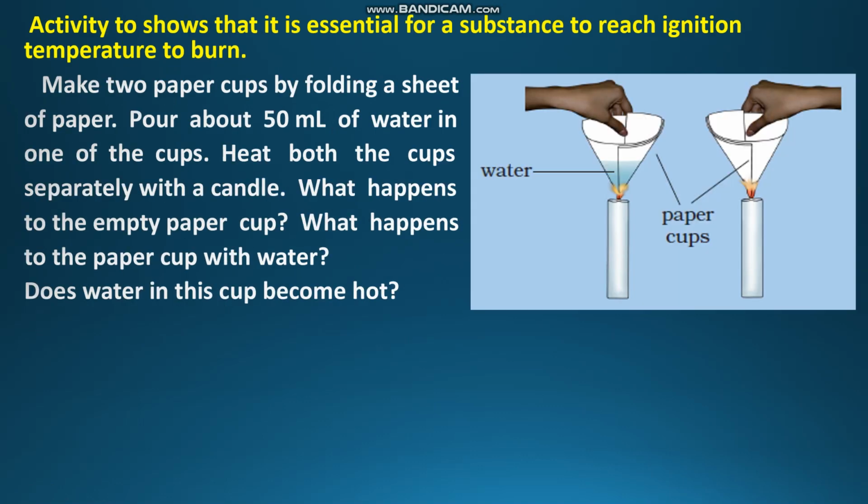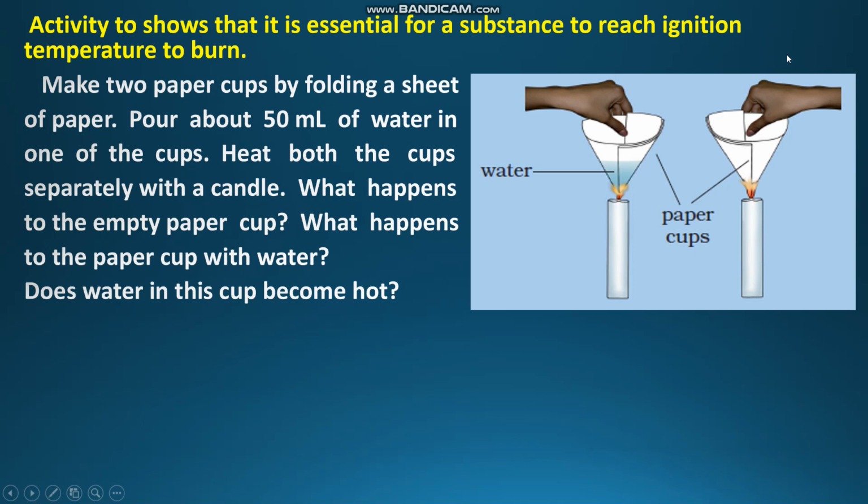That is the reason. So here is an activity to show that it is essential for a substance to reach its ignition temperature to burn. Make two paper cups by folding a sheet of paper. Pour about 50 ml of water in one of the cups. Heat both the cups separately with a candle. What happens to the empty paper cup? What happens to the paper cup with water? Does the water in this cup become hot?